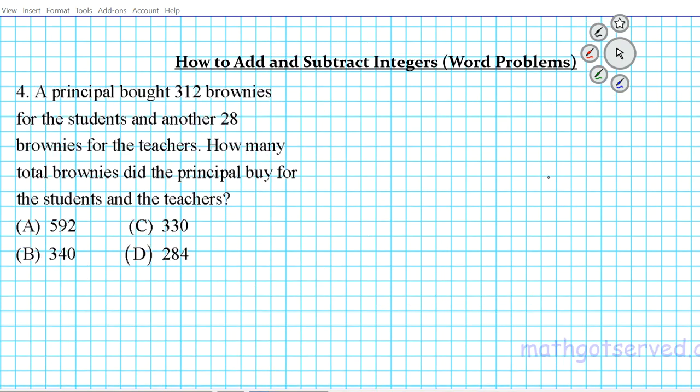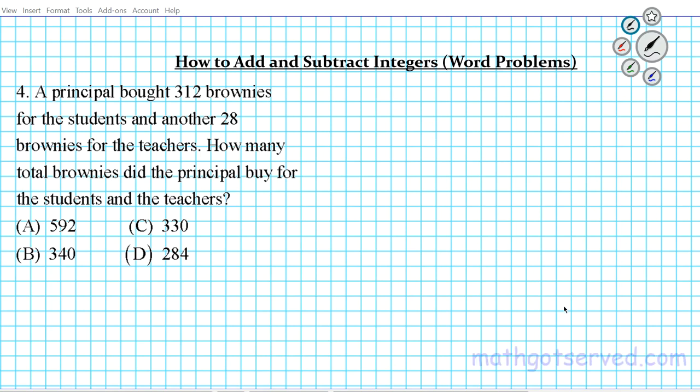Number 4 is assessing us on how to add and subtract integers presented in a word problems format. Problem 4 reads, a principal bought 312 brownies for the students and another 28 brownies for the teachers. How many total brownies did the principal buy for the students and the teachers?